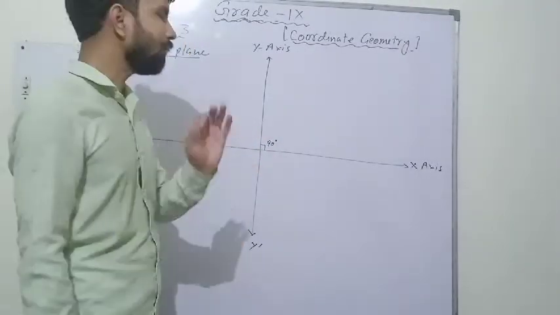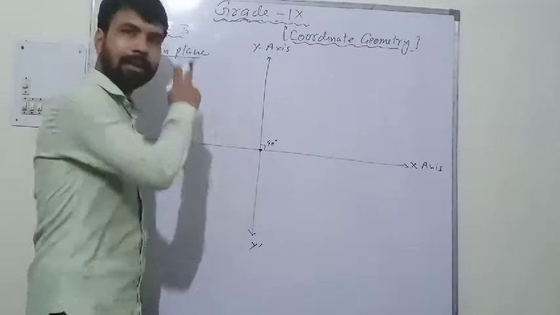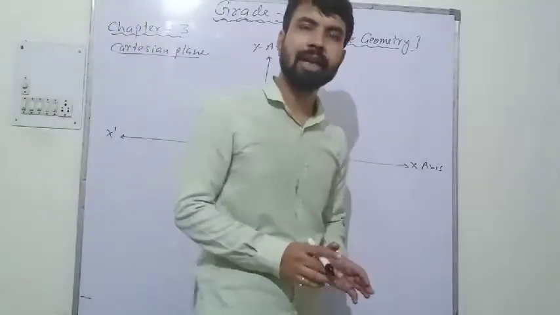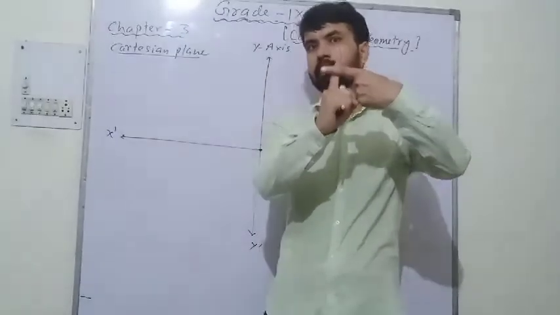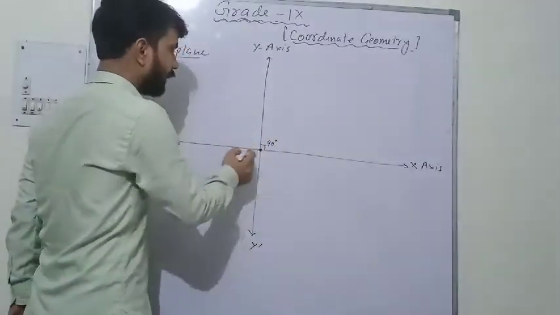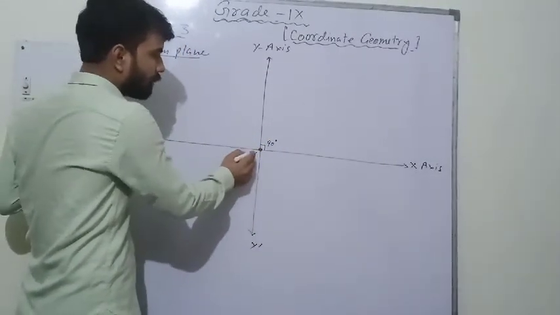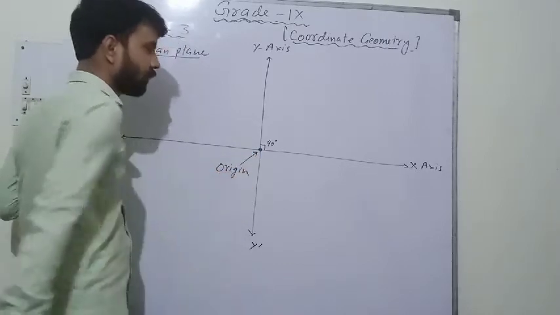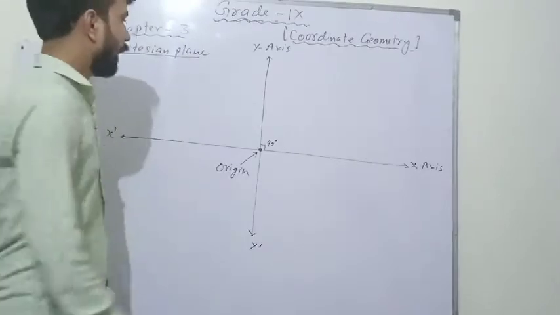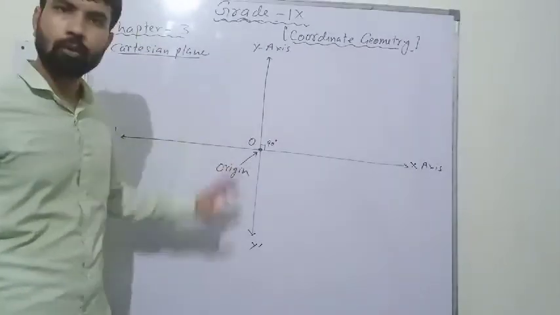Got it? Now see, the intersecting point of both the axes, the point of intersection of both the axes, where these axes intersect each other. Understood? Where they are intersecting each other, this point is known as the origin, and it is denoted as O.